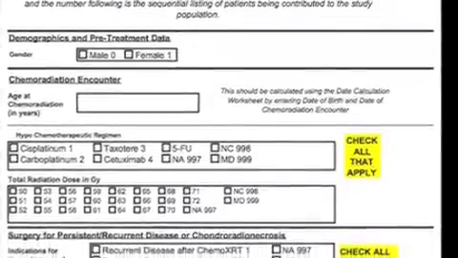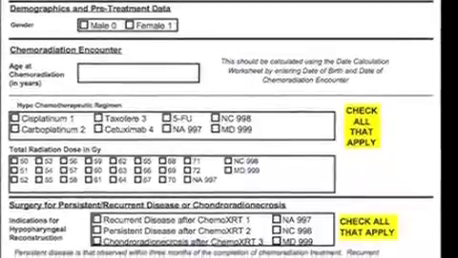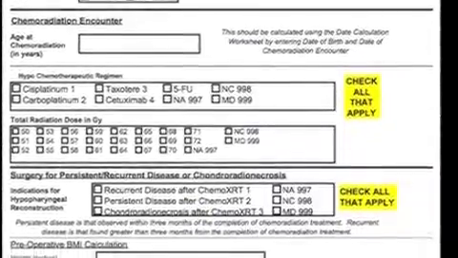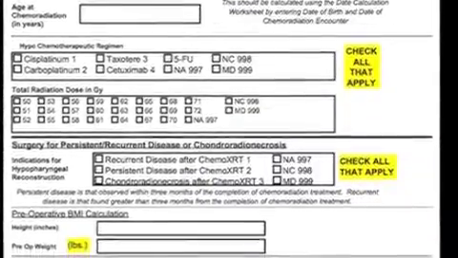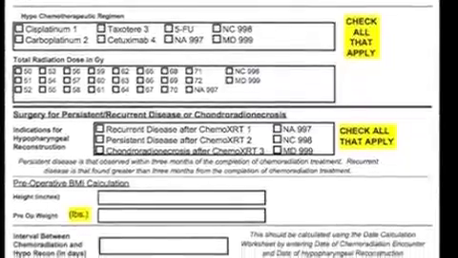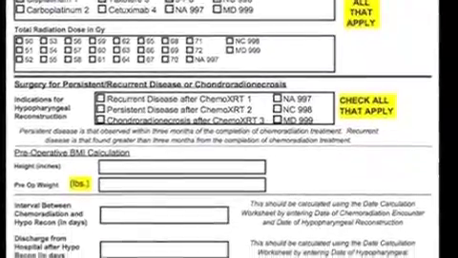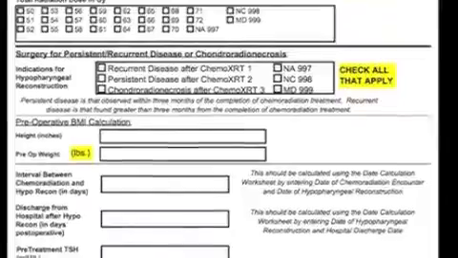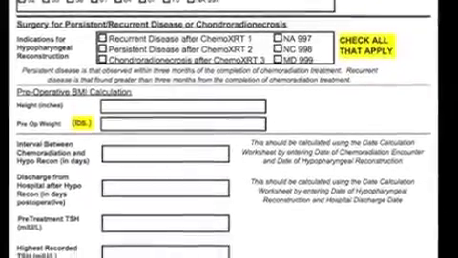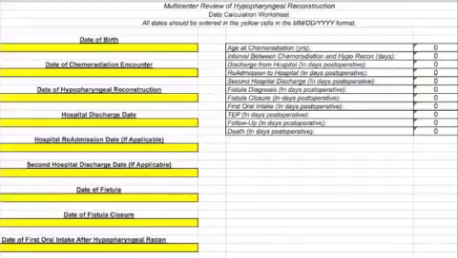Page 2 begins with demographic information including gender and age. For a patient's age at the time of initial treatment with concurrent chemoradiation, please use the date calculation worksheet that is provided on the study website. Using the date calculation worksheet will ensure that all intervals are collected for each patient in the study in a uniform fashion. You can see a picture of the date calculation worksheet here.